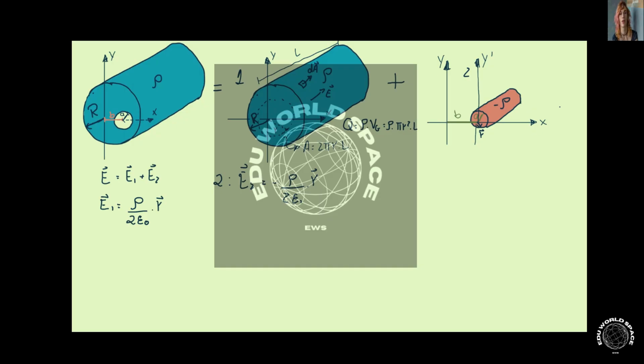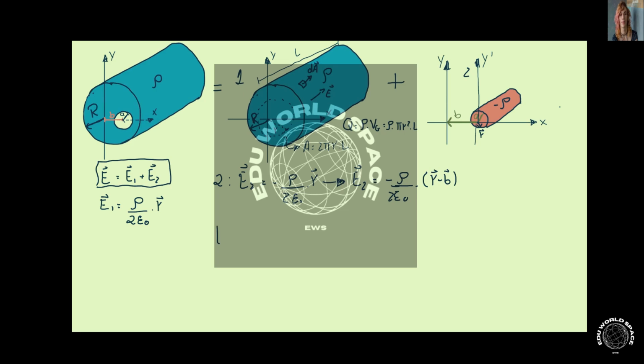In order to do that, we just have to subtract from r this distance b, as if it was a vector. So we have to pick this reference frame and bring it to the left by b, like this. So all we have to do is subtract b from r. Then, performing this change of reference frame results in E2 given by minus rho divided by 2 epsilon 0 times r minus b.